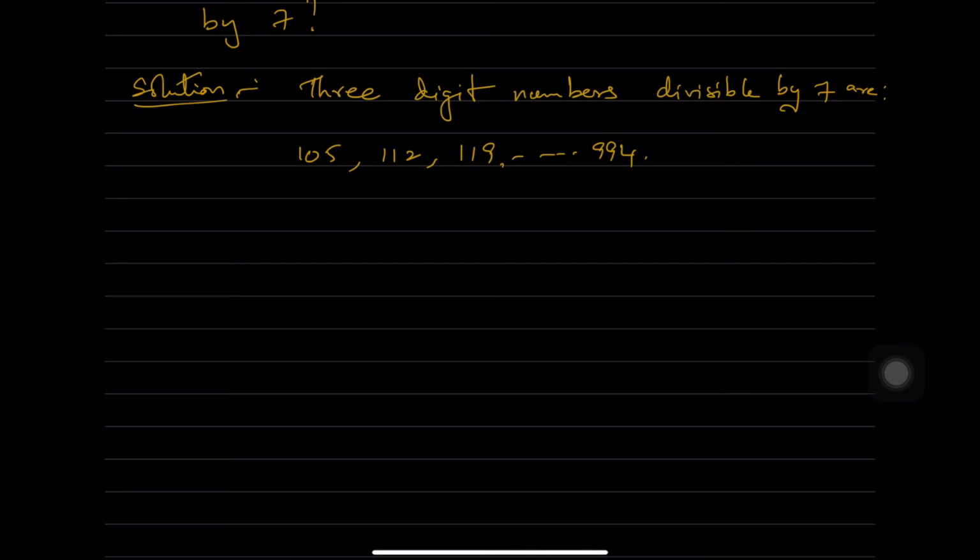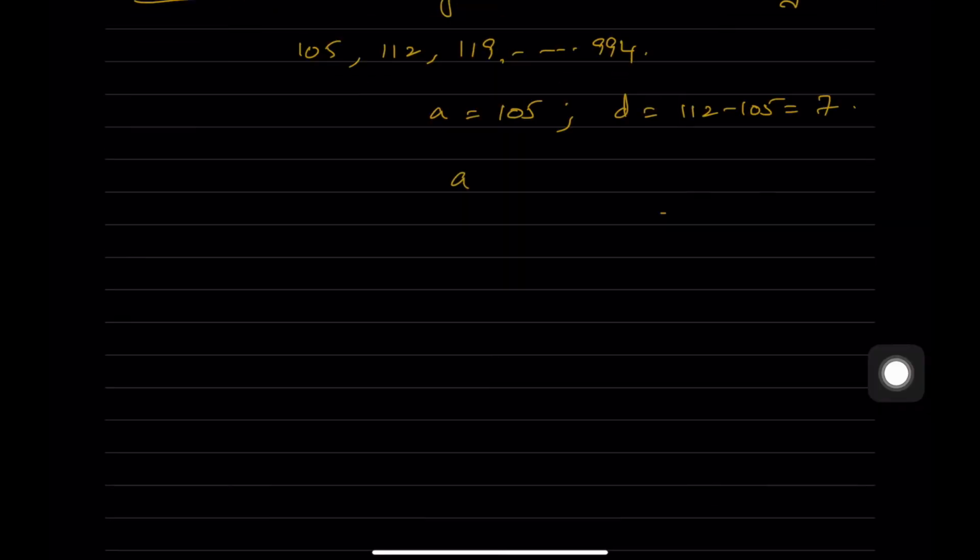This is the last 3-digit number which is divisible by 7. We can check it using 995. After 994 you'll get 1001 only if you add 7. So therefore this will be the last 3-digit number which is divisible by 7. So here A is equal to 105, D is equal to 112 minus 105, which is 7. The last term is nothing but 994.